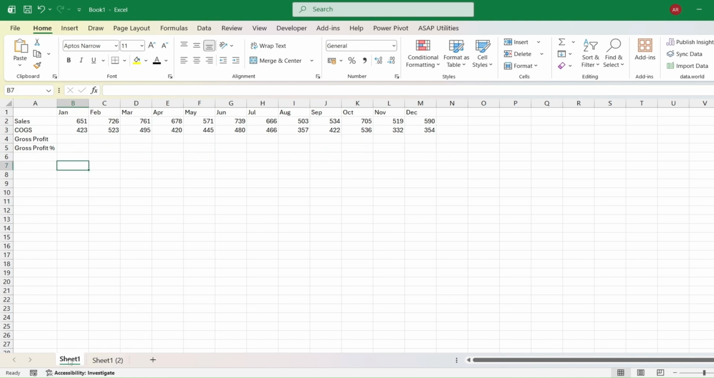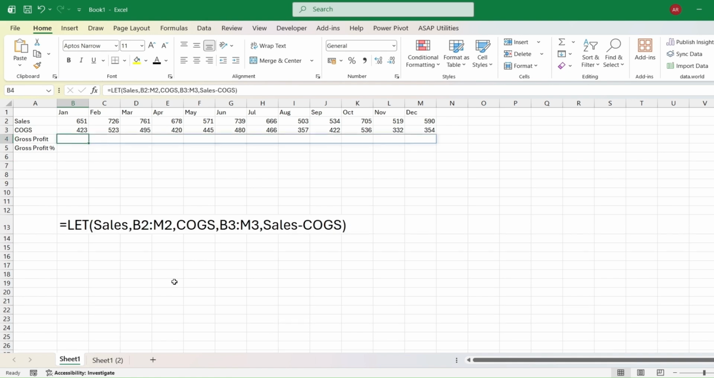Now we shall use the LET function to calculate the gross profit and gross profit percent. Using the LET function allows non-finance persons to clearly understand the formula. Go to B4. Input the formula as shown on the screen. Let me explain the formula.